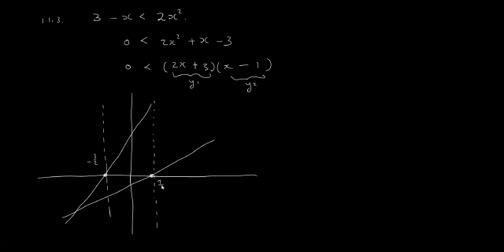We may inspect the truth value of this expression under the product of signs on each domain. We are clearly interested in the case where the signs are the same. So our solution is given whenever x is greater than 1 or x is less than negative 3 over 2.